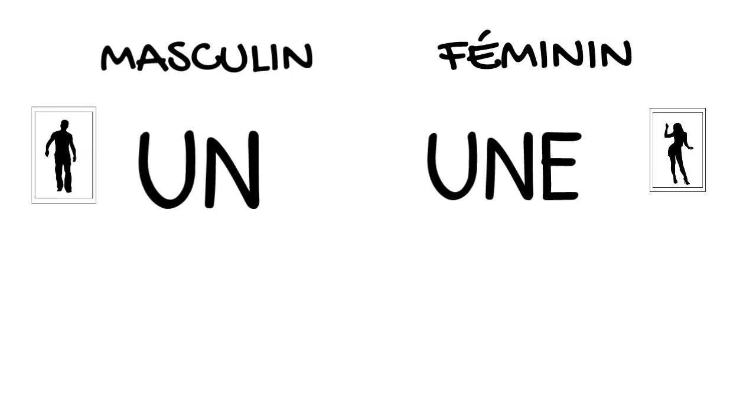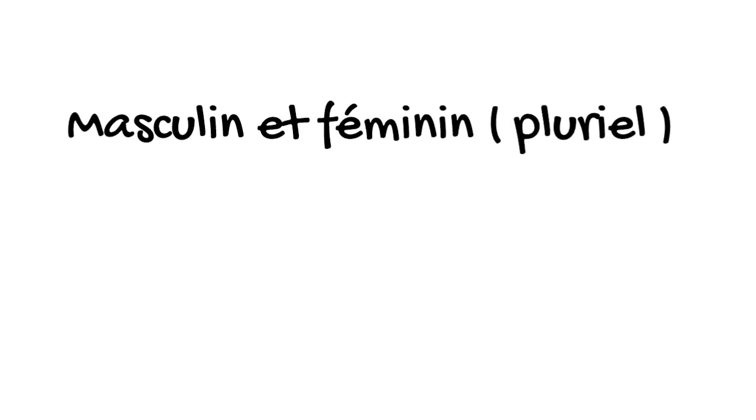In French, all the objects are gender based, unlike in English. So, for masculine objects, pour les objets masculins, on utilise l'article un. We use the article un. Et pour les objets féminins, for feminine objects, we use the article une. Now these are used for singular objects. Un, une. For plural objects, we have another article, that is des. Des is used for both masculine plural and feminine plural. When there are two or more than two objects, we use the article des.